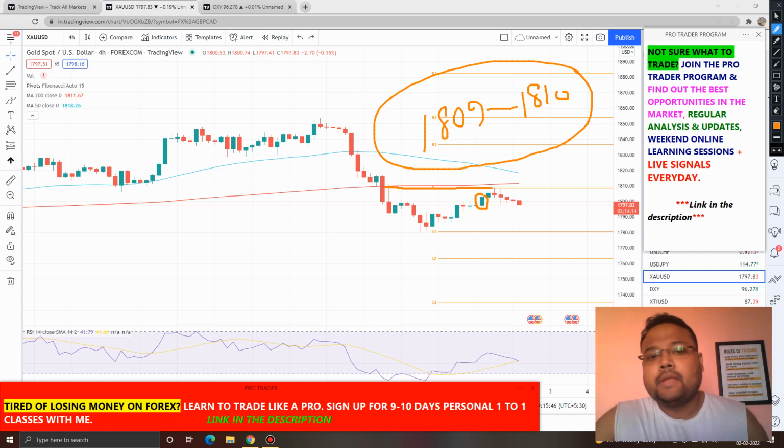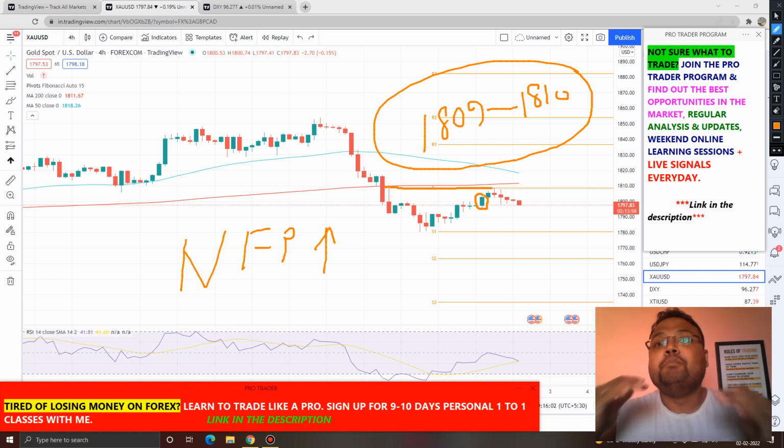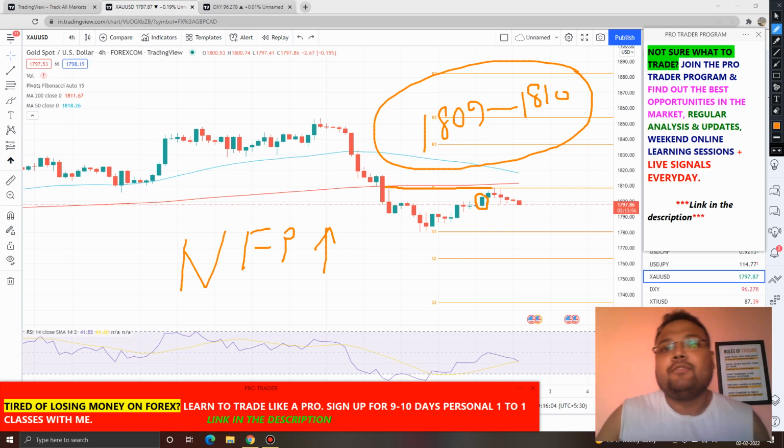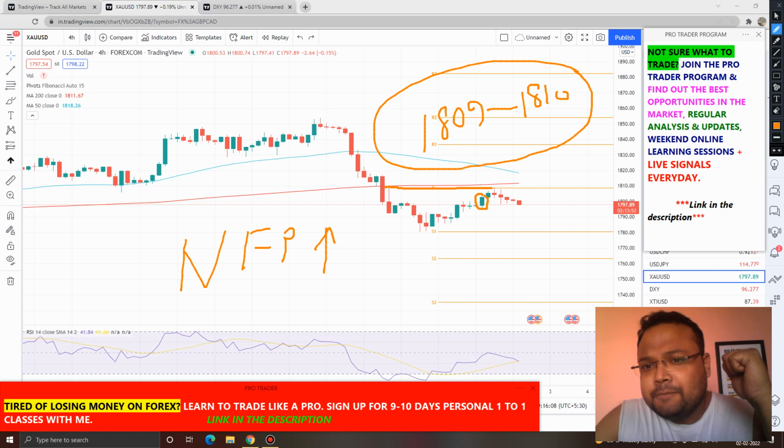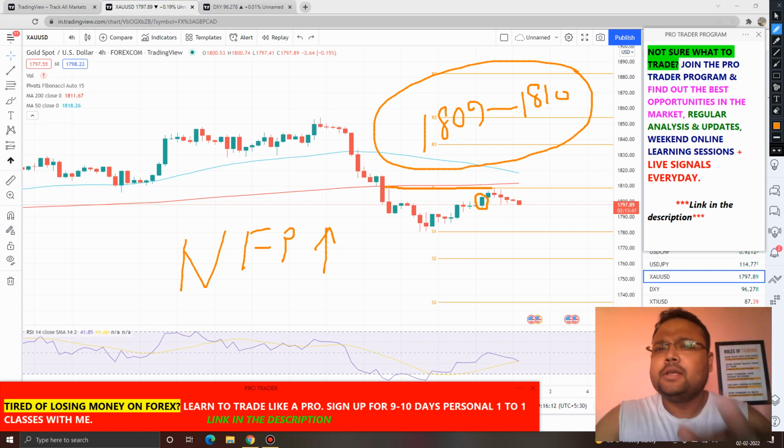But keep in mind, NFP is coming up on Friday. So during the event, if we see heavy up move, heavy buying on the chart of gold, this is not the level that will be able to hold the market. To hold an event like NFP, we need a bigger level like 1875 or 1750 on the downside. Anyways, 1809 to 1810 is a more or less good resistance for the market right now.